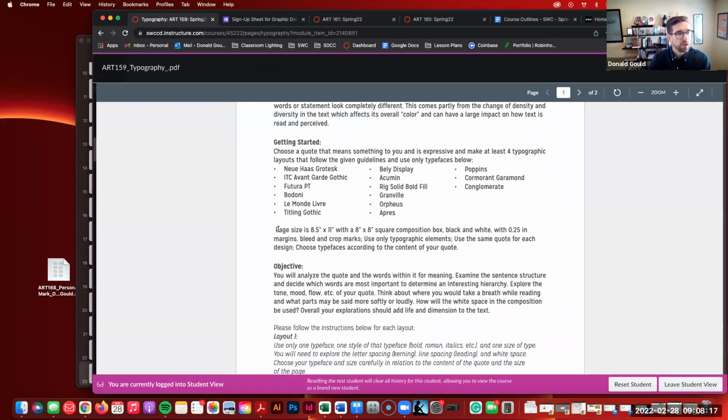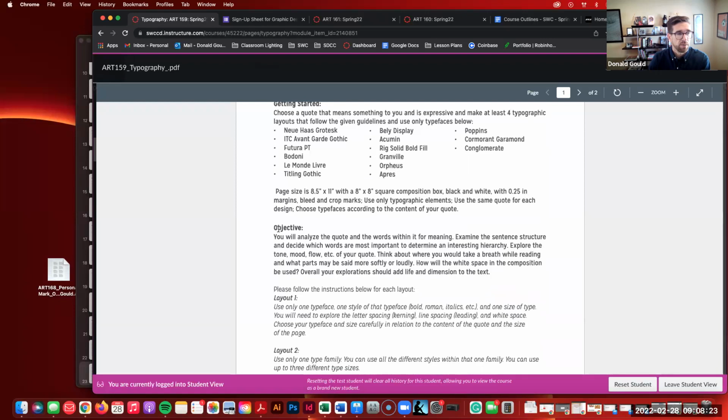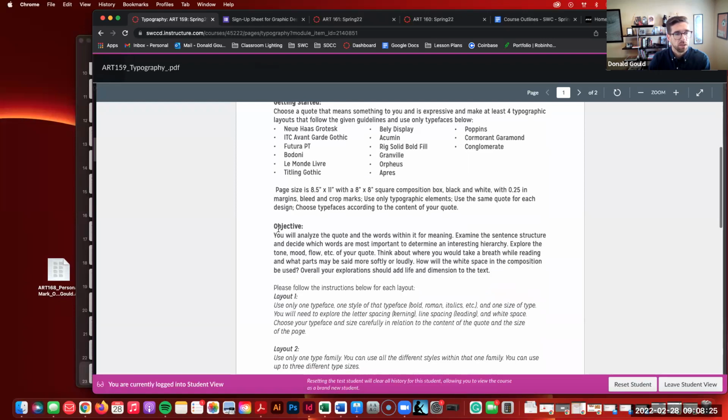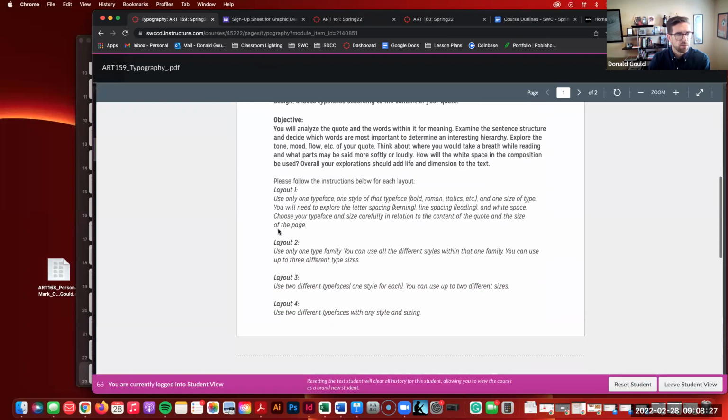We're going to be creating a page of 8.5 by 11 in InDesign for this assignment. So you are going to be using InDesign for this assignment, correct.